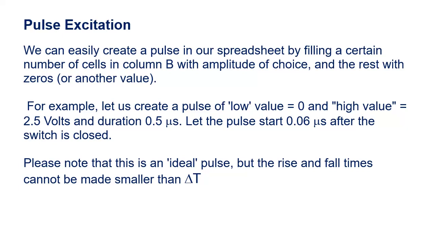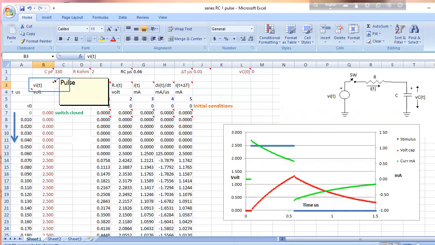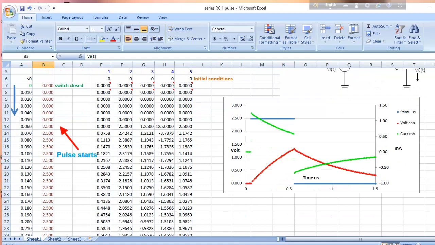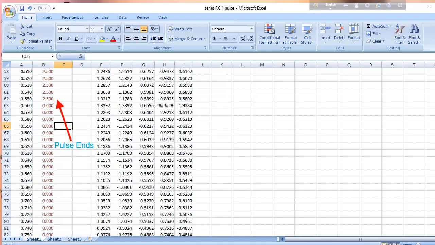At the end of the video, we will discuss pulse excitation. Generating a pulse is self-explanatory. We have to keep in mind that we cannot generate an ideal pulse using this technique, that is, a pulse with zero rise and fall times. The minimum value of rise and fall times is given by delta t. Pulse stimulus in column B. Start of pulse. End of pulse.